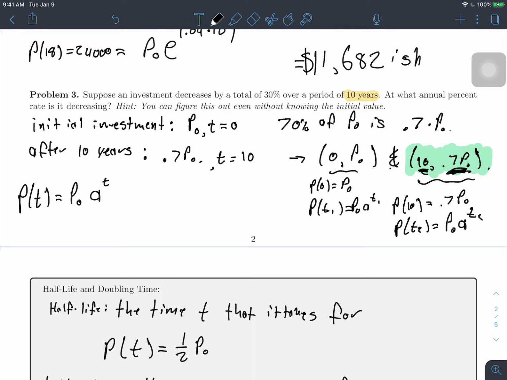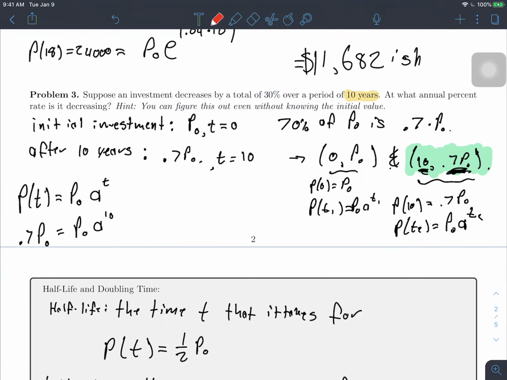So we know from this green thing here, 10 comma 0.7 P naught, that if we take this formula, which is written on the left-hand side, and we plug in T, what pops out is 0.7 P naught. So 0.7 P naught goes on the left-hand side if I plug in 10 for T. On the right-hand side, I get P naught times A to the power 10. Does that feel okay?